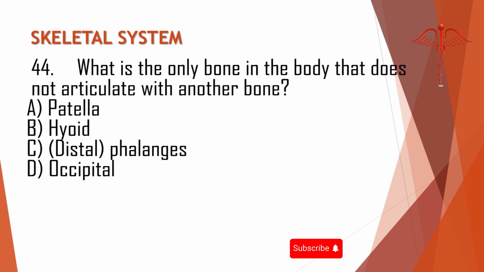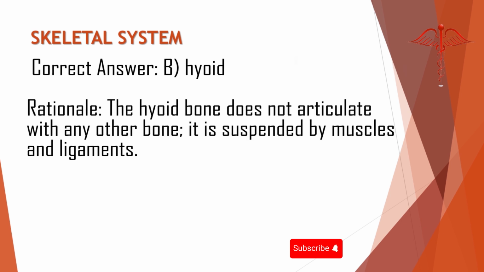44. What is the only bone in the body that does not articulate with another bone? A. Patella. B. Hyoid. C. Distal phalanges. D. Occipital. Correct answer: B. Hyoid. Rationale: the hyoid bone does not articulate with any other bone. It is suspended by muscles and ligaments.